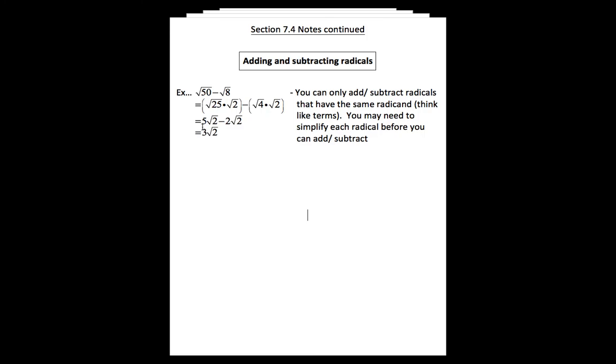Essentially what I have is 5 square roots of 2, and I'm going to take 2 square roots of 2 away, and I will have 3 square roots of 2 left. Much like if I had 5x minus 2x, that solution would be 3x. So again, adding and subtracting radicals is much like adding and subtracting like terms. You have to have the same radicands in order to add or subtract any radicals.